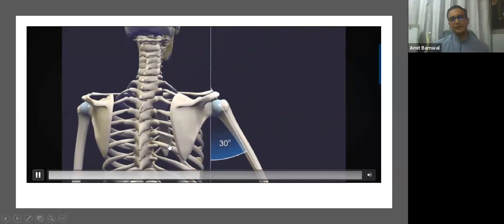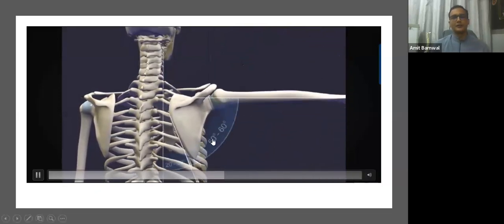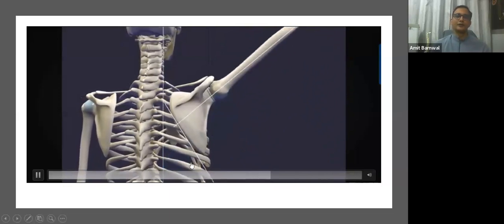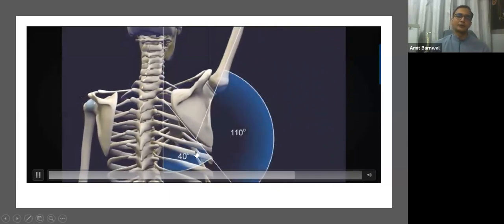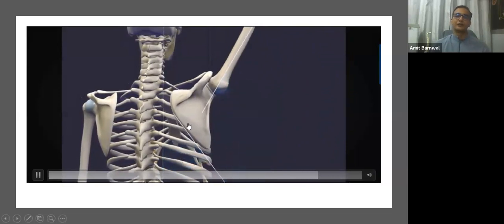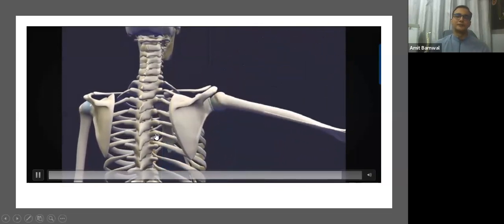30 degrees of glenohumeral movement, and then the scapula moves. For 50 to 60 degrees of glenohumeral movement, we get 20 to 30 degrees of scapulothoracic movement, and at 110 we get 40 degrees of scapulothoracic movement.